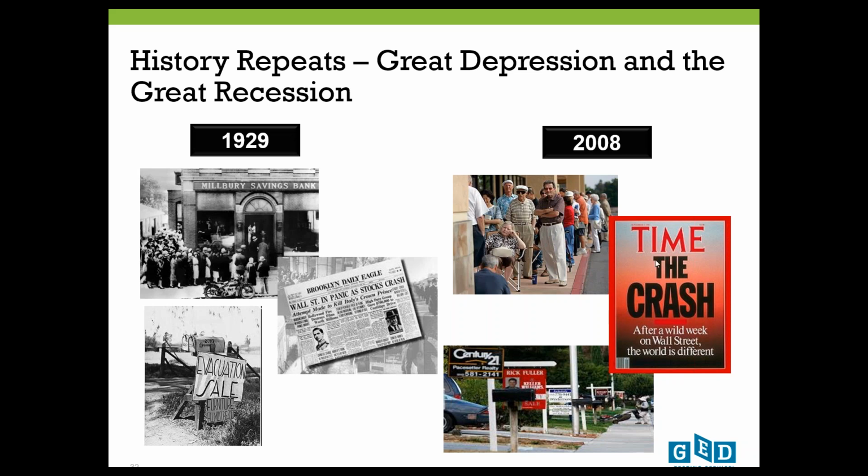History repeated itself in 2008. We didn't have a Great Depression, we had a Great Recession. But if you take a look, people are standing in line at the bank. The headlines talk about the crash, and lots of homes were either up for foreclosure or they were being sold. Now, there's no political cartoon here, but these images, those photographs, are another thing that our students need to be familiar with as they're moving in to take this test.